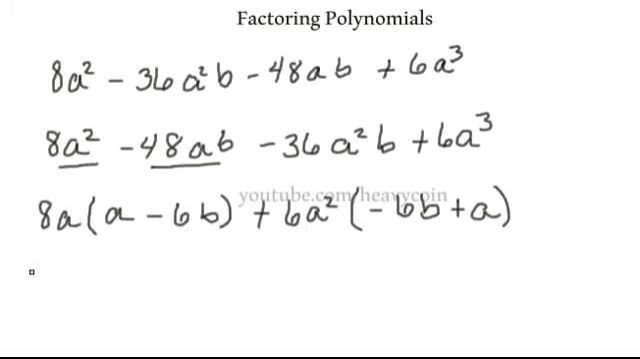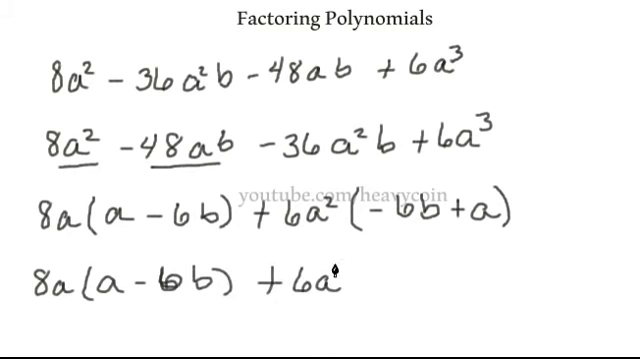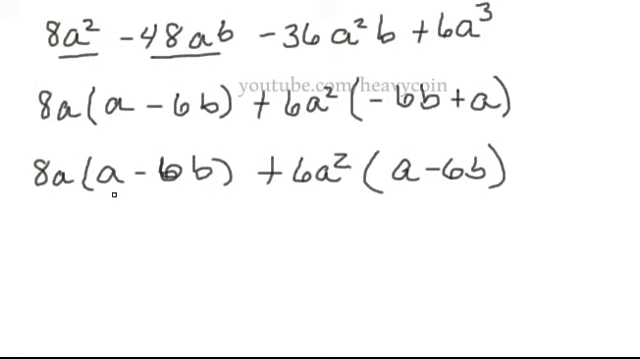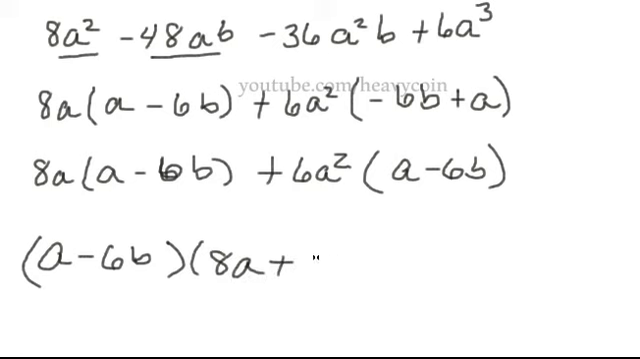Okay, so I'm just going to go ahead. We got 8a times a minus 6b, whoops, plus 6a squared times a minus 6b. Now we can go ahead and factor out this a minus 6b, and we're left with 8a plus 6a squared.